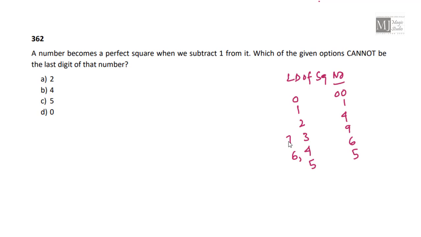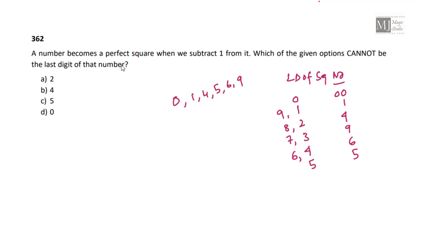6 square ends with 6. 7 square ends with 9. 8 square ends with 4. And 9 square ends with 1. That means if these are the last digit of any number, the square number can only end with 0, 1, 4, 5, 6 or 9.